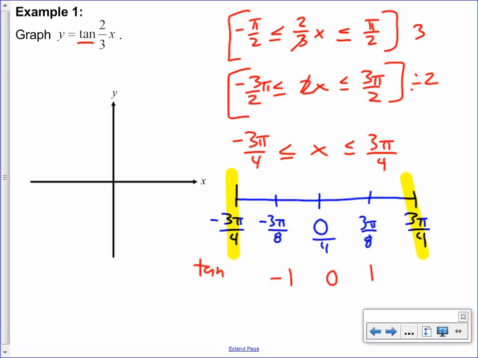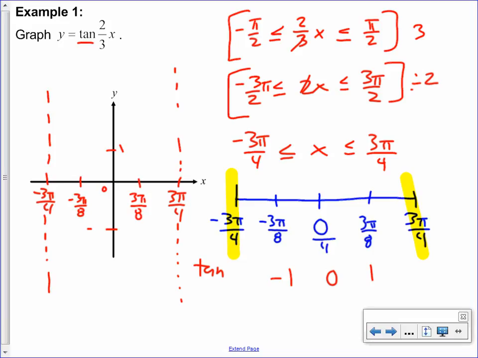So when you're graphing this at negative 3 pi over 4 and at 3 pi over 4, you just draw asymptotes down those ends. Right? And then here's one. Negative 3 pi over 8, and then 3 pi over 8, and then 0, and negative 1. So we got negative 1, 0, 1, graph, ta-da.